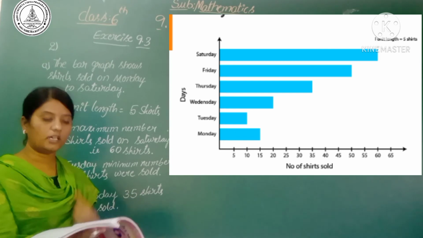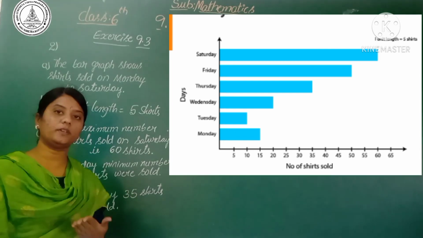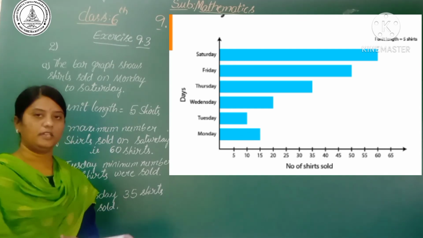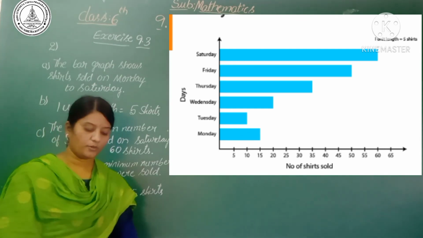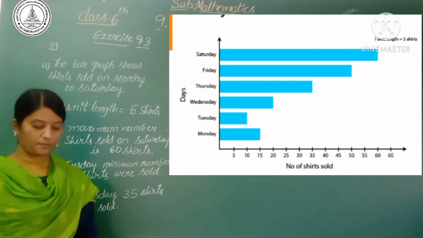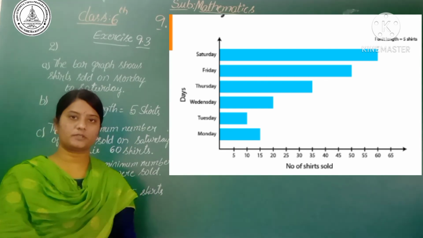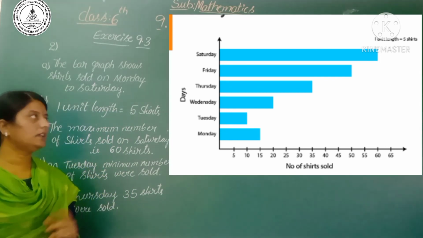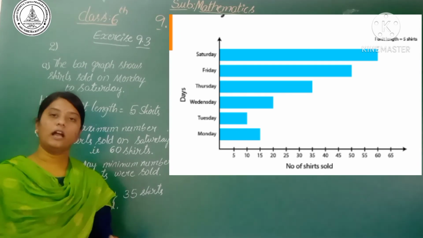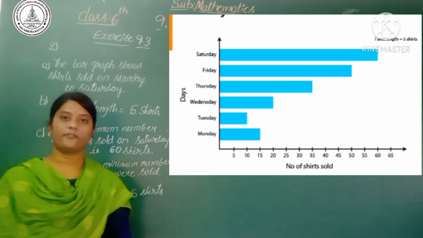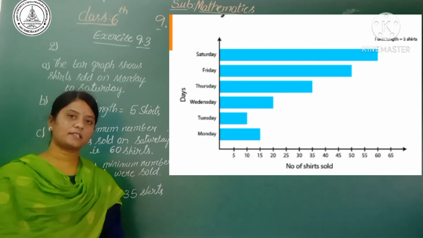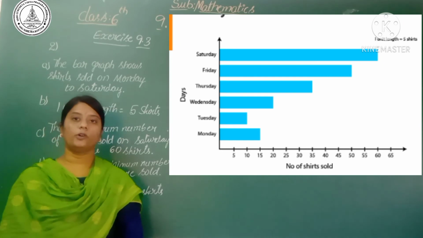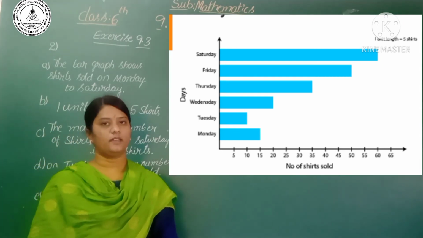Okay, and the third question is very easy, and you can observe the given bar graph and answer the given questions. Okay, yes, don't forget to draw the picture with a pencil. Don't use a pen to draw pictures. Okay, then up to here we have completed exercise 9.3 and we have learned the interpretation of a bar graph. Okay, so in the next class we are going to learn about drawing the bar graph on graph paper. Okay, yes, thank you.